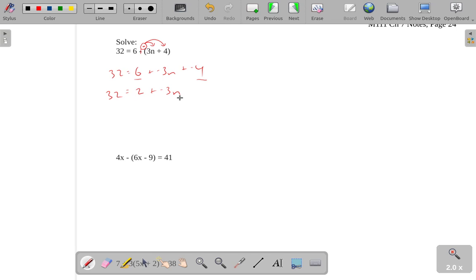Alright, now I need to unwrap my n, which means I'm going to start by subtracting 2 from both sides. Since this is first multiplied by negative 3 and then added 2 to it, I choose to undo the adding first. This gives me 30 equals negative 3n. Divide both sides by negative 3. We get negative 10 equals n. That would be my answer.